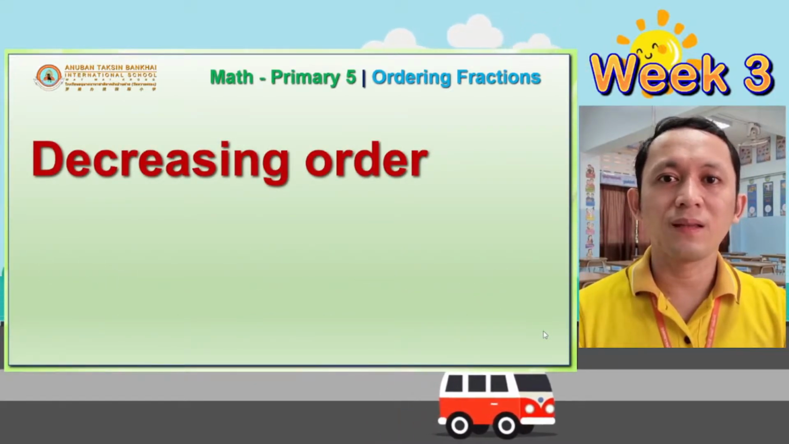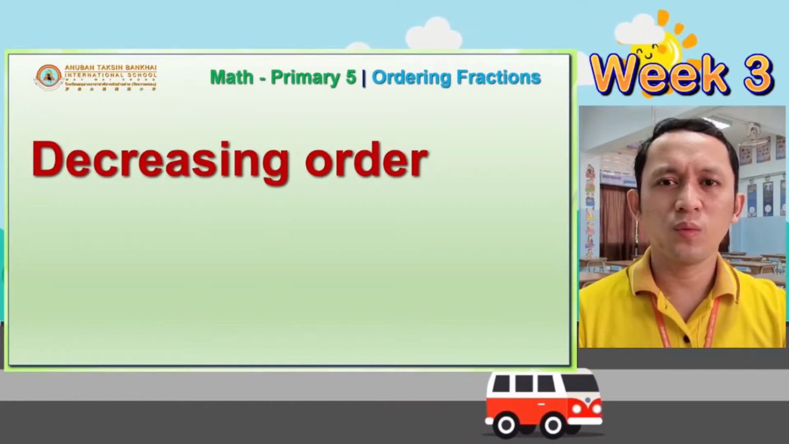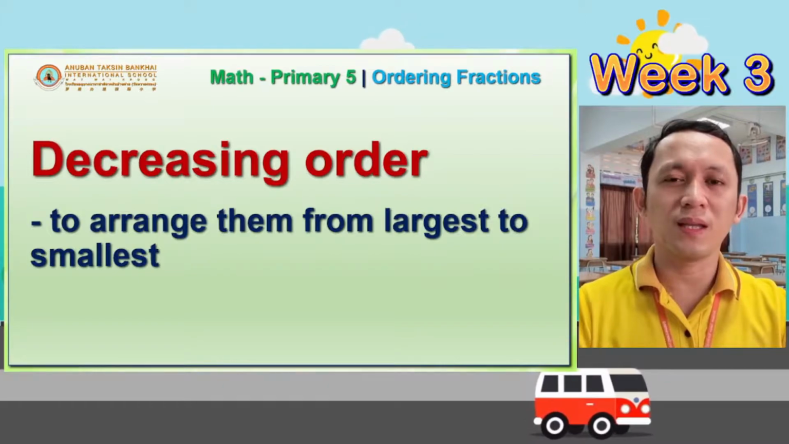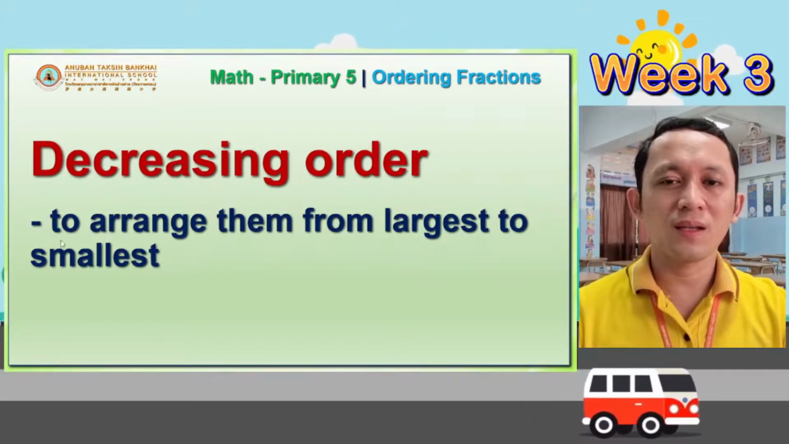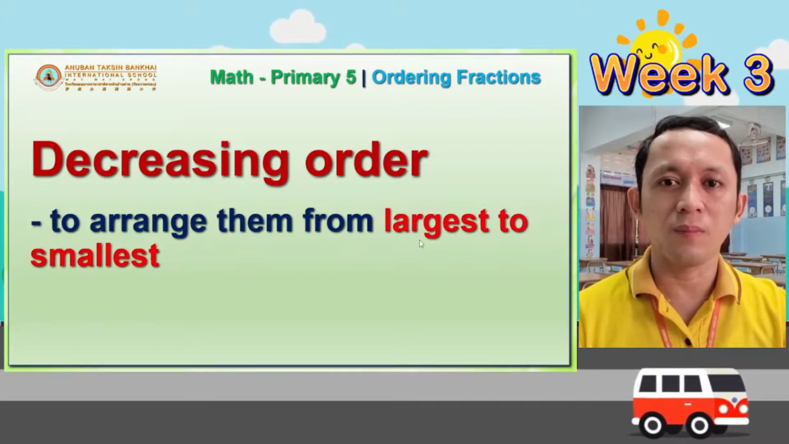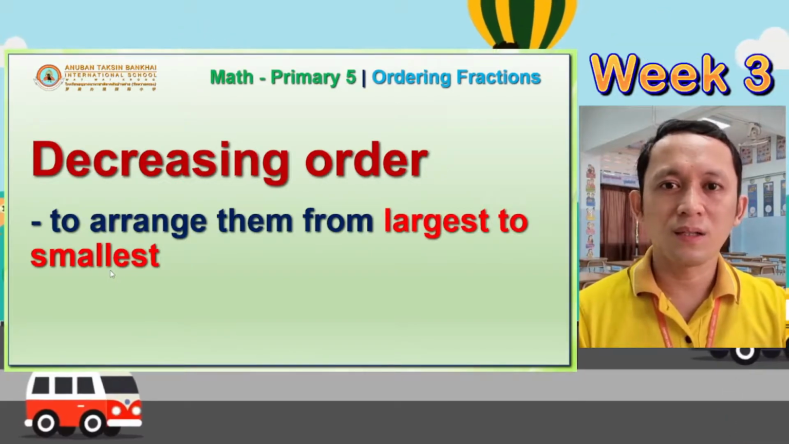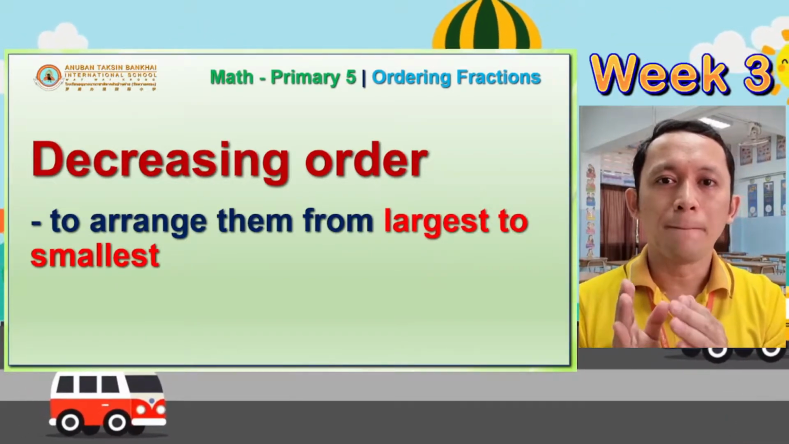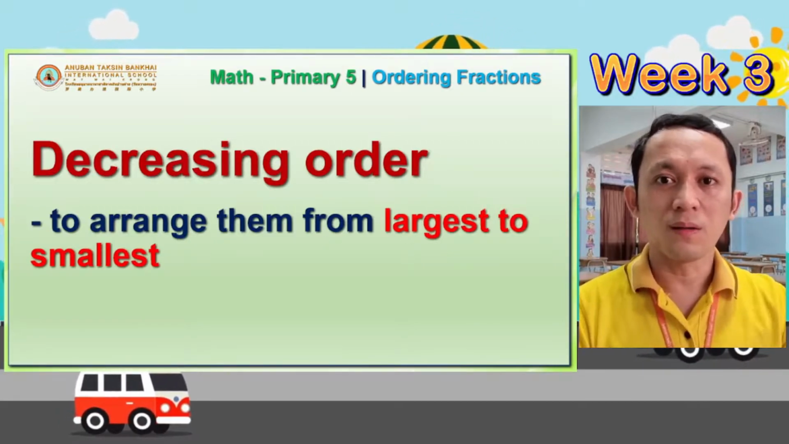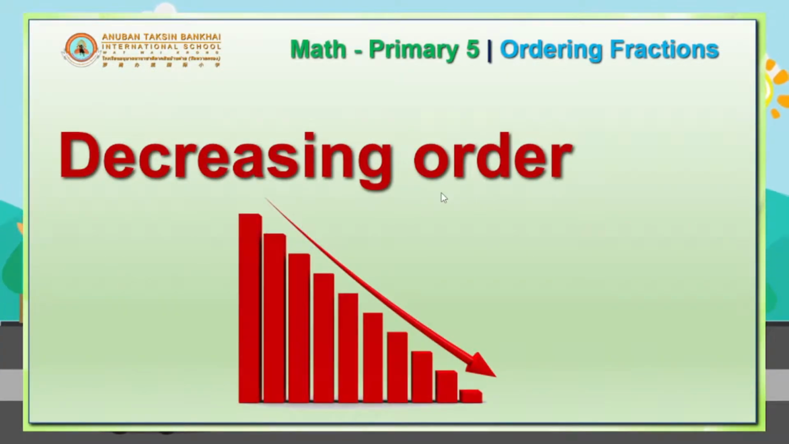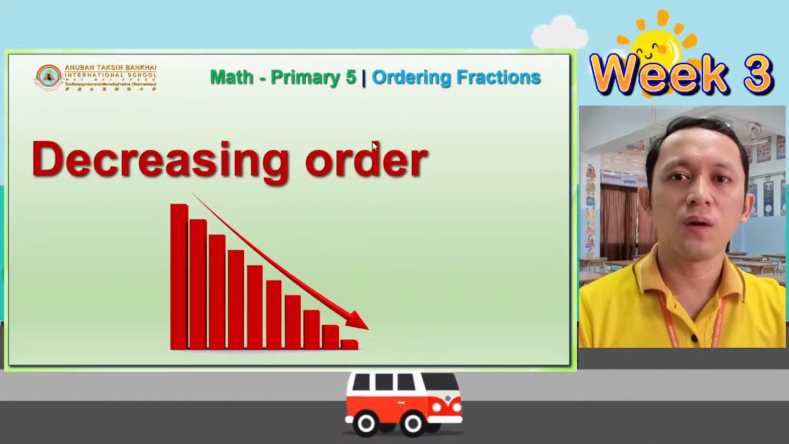Next word, we have decreasing order. When we say decreasing order, it is actually the opposite. It is to arrange the numbers from largest to smallest, meaning from big going to small. If we have a representation of that, you can see from the bigger one, it's going down to the smallest one.